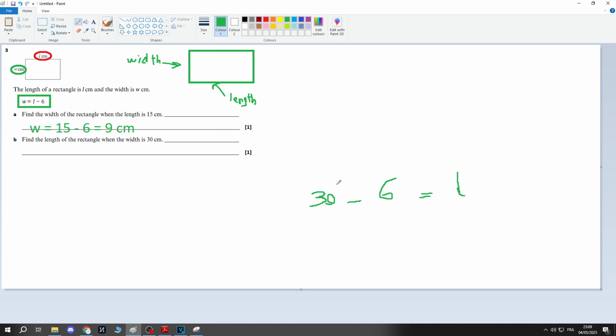And what is 30 minus 6? 30 minus 6 is 24. So that means L is equal to 24 centimeters. All right? So all I have to do is 30 minus 6 equals 24 centimeters. And that's question 3.